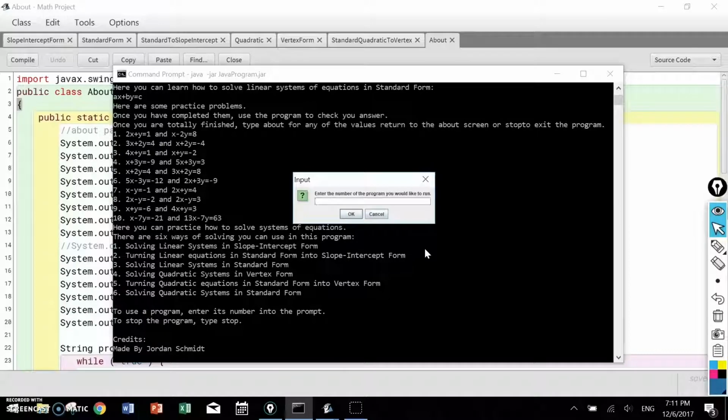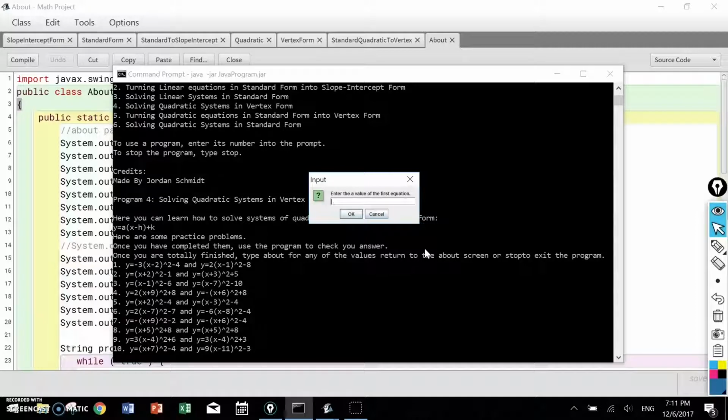Then there is solving quadratic systems in vertex form. Again, same idea. A value is negative 3 in the first one. Now, the h value, remember that the h is always a negative h inside vertex form equations. So the h value is actually 2, not negative 2. And then the a value is negative 4. And then now to the second equation. And this system has no solution. So we can go back to About.